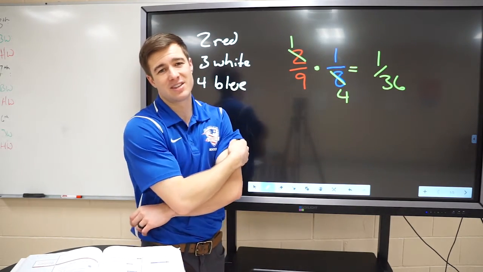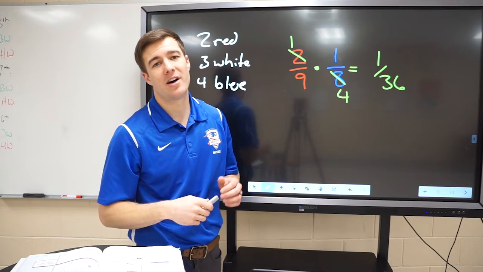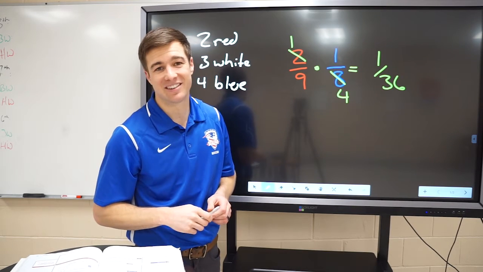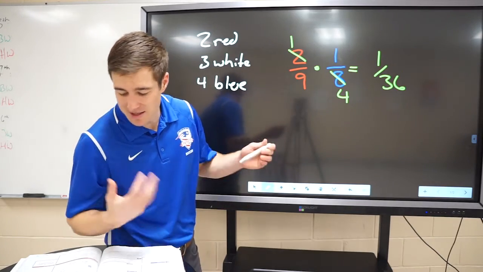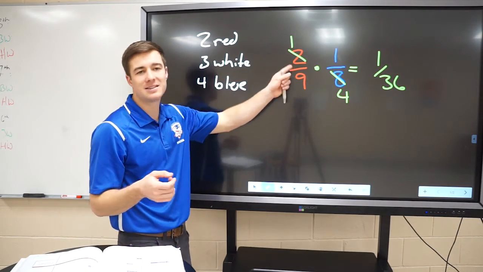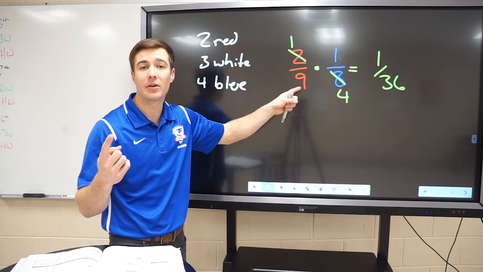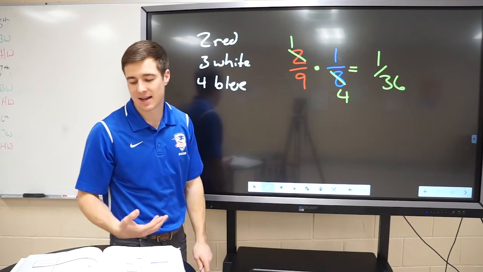A 1 in 36 chance. Very small chance that we'll actually draw two red marbles. So not very good chances, but that's how probability works. It's dependent because it depends upon what happened in the first drawing, and that changed the probability of the second drawing.